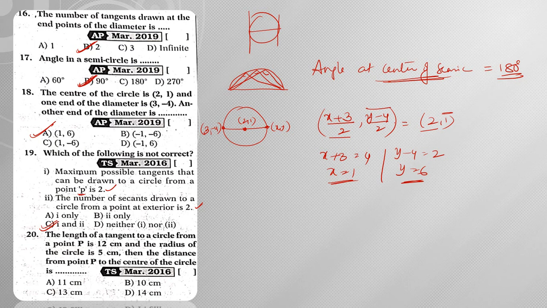Next, moving on to question number 20. The length of a tangent drawn to a circle from a point P is 12 centimeters and the radius of the circle is 5 centimeters. Then find the distance from point P to the center of the circle. Now this is my figure. This is my distance from the external point, this is my radius, and this is my length of tangent.